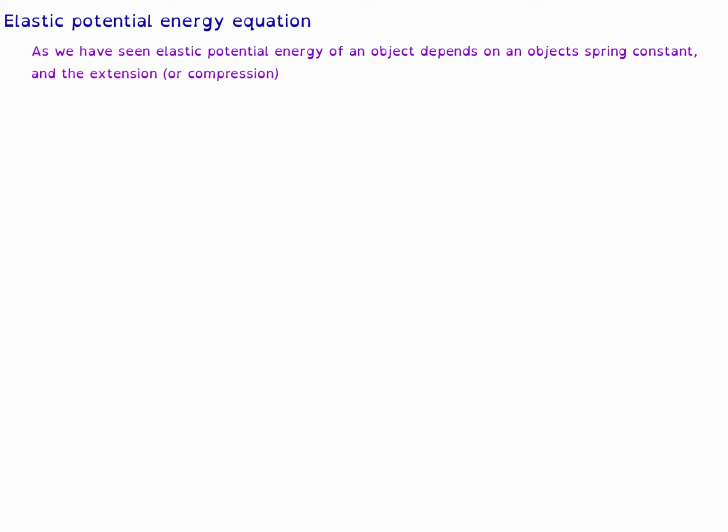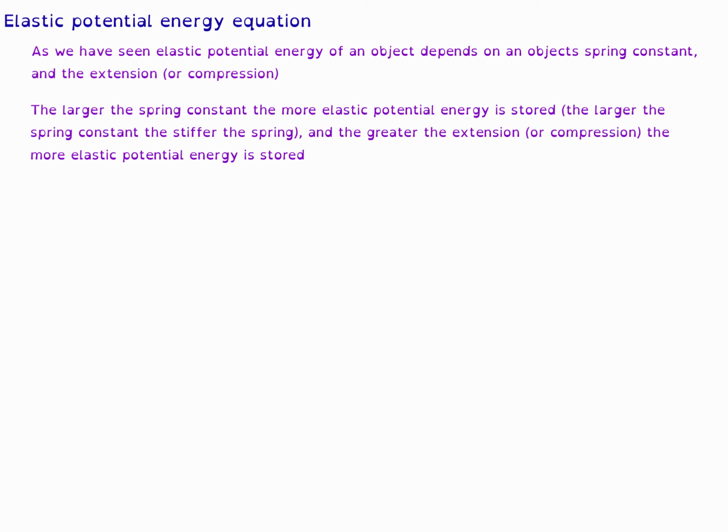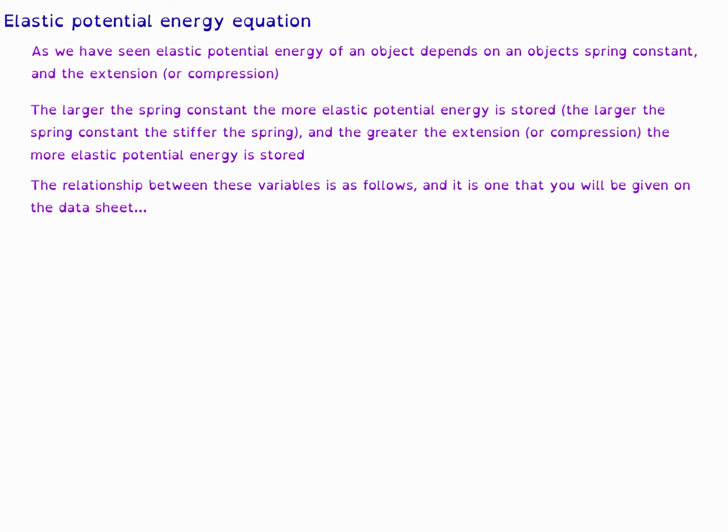As we have seen, the elastic potential energy of an object depends on the object's spring constant and its extension or compression. The larger the spring constant, the more elastic potential energy is stored. The larger the spring constant, the stiffer the spring, and the greater the extension or compression, the more elastic potential energy is stored.